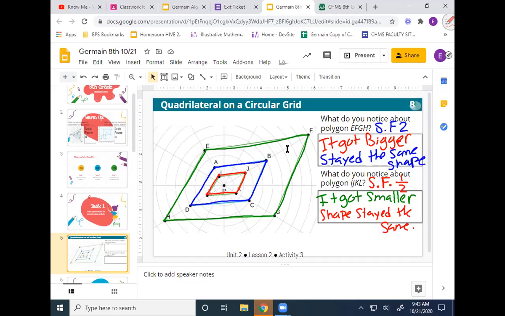So we notice that when we are multiplying and doing a dilation, it either makes it larger or smaller, but the shape of the object still stays the same. Really good job. I'm going to keep that up for another minute so that you can copy it down if you didn't get it. And then we're going to take a look at the next piece of this activity. I'm going to keep it up for another 10 seconds so that you can copy it down.